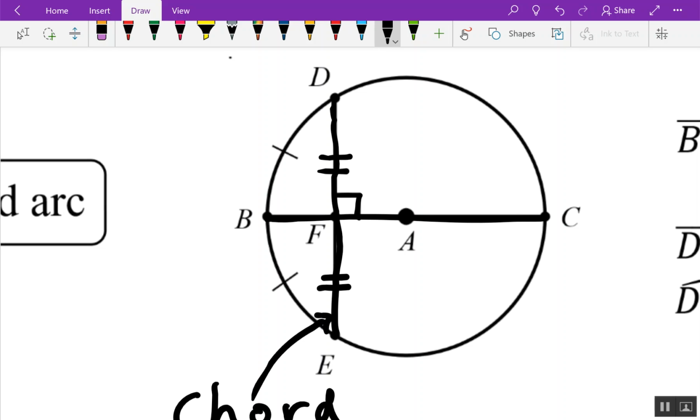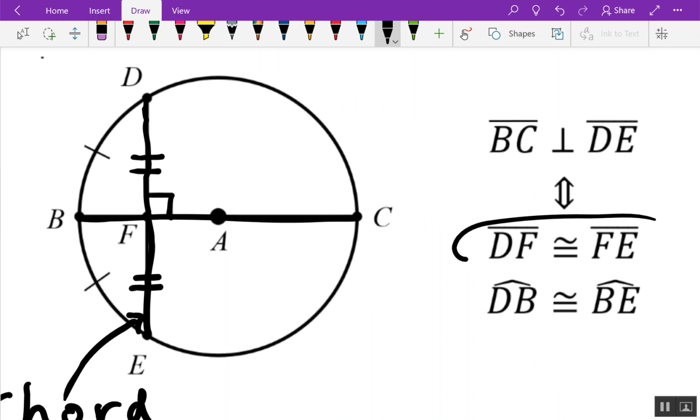Add a little hash mark there because it should be 2 hash marks, 2 hash marks. So DF is congruent to FE. When you have this perpendicular situation, DF is going to be congruent to FE. And also, because these two pieces are congruent, this arc is going to be congruent to this arc. So arc DB is going to be congruent to arc BE.